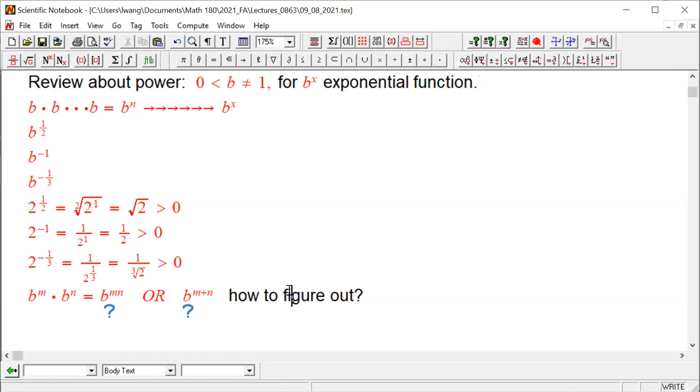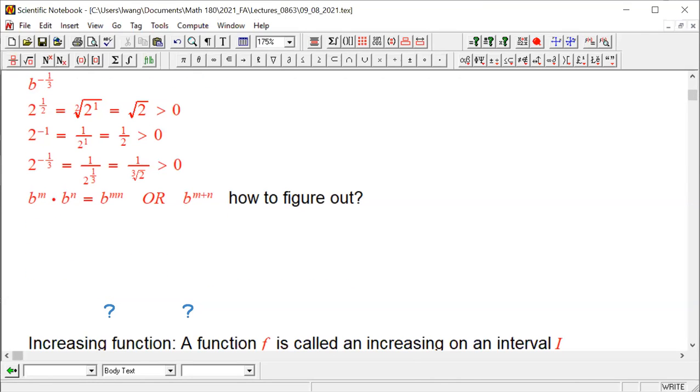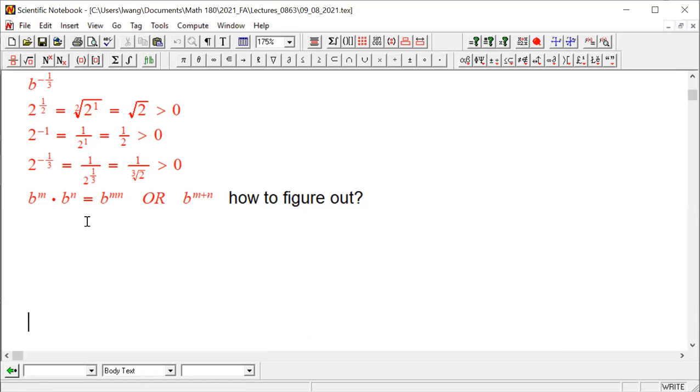And in a lot of cases, figuring it out is pretty straightforward. So I'm going to show you how. I'm not going to tell you which one is right or which one is wrong without a reason, because I want to show you how to figure it out yourself.